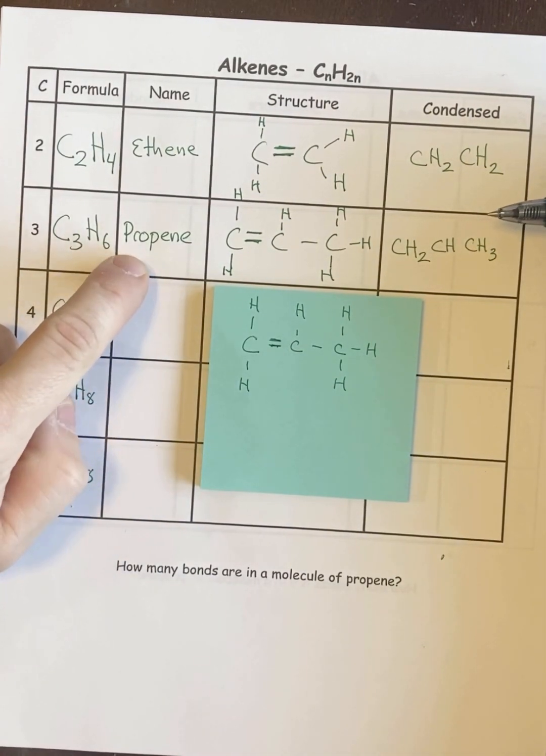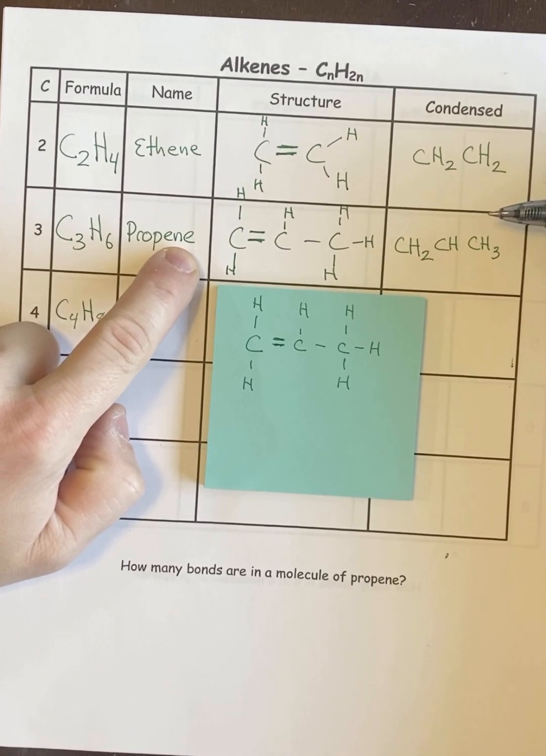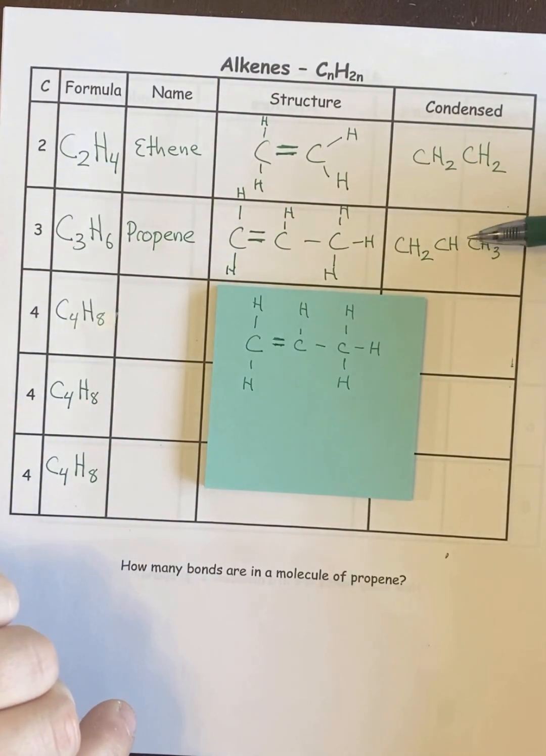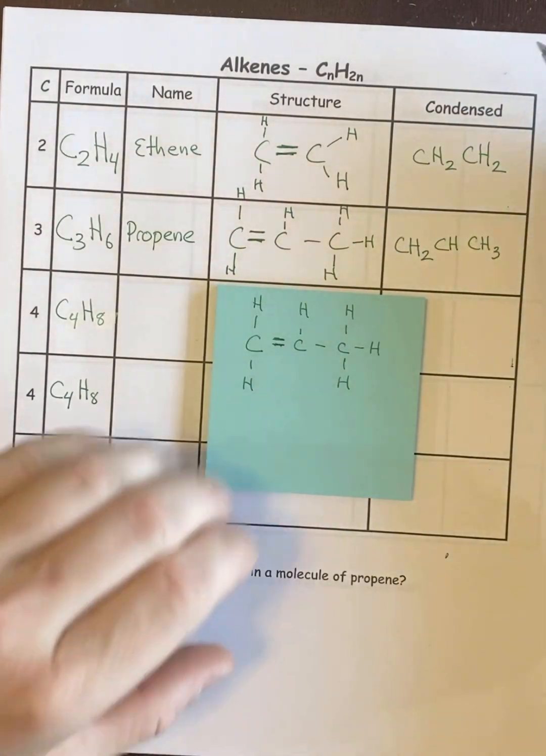If you were given the name, it would be in the name. The ENE tells me there's a double bond there. And so that's one thing. But if you were just given the condensed and you had to draw the structure, you'd have to figure that out on your own.